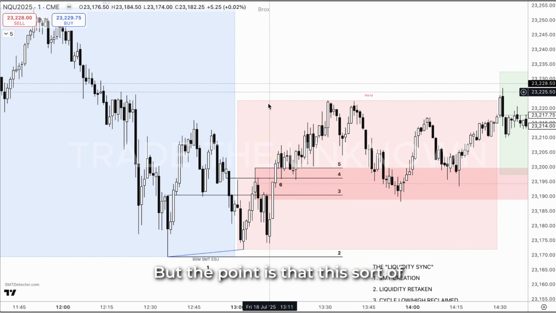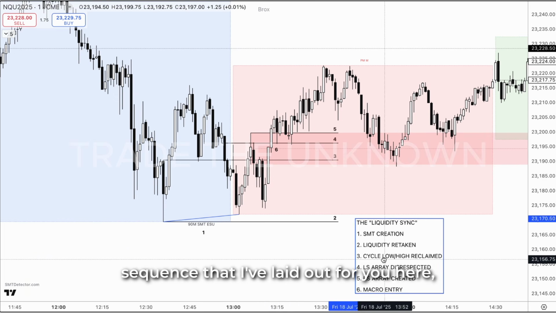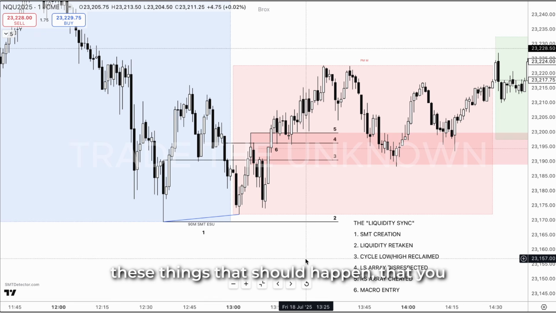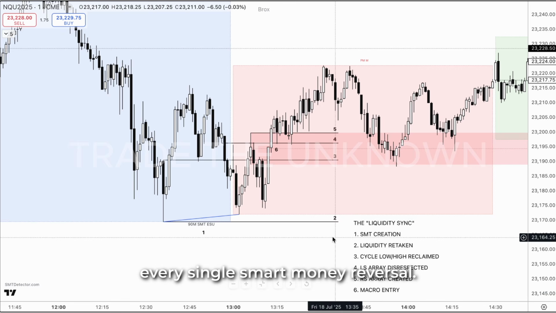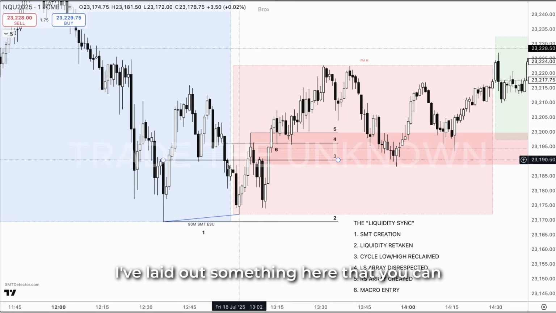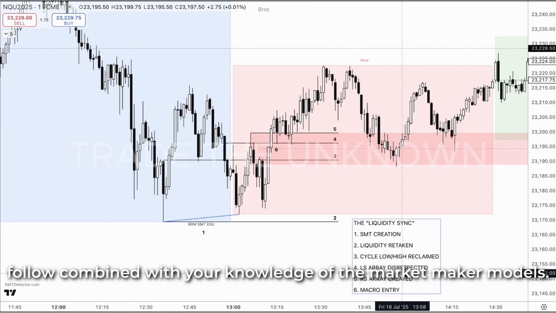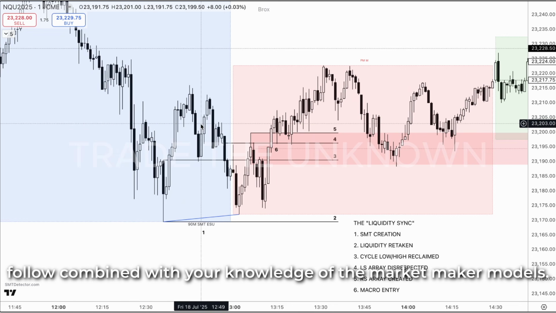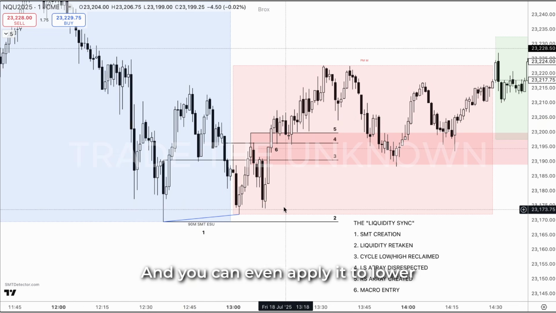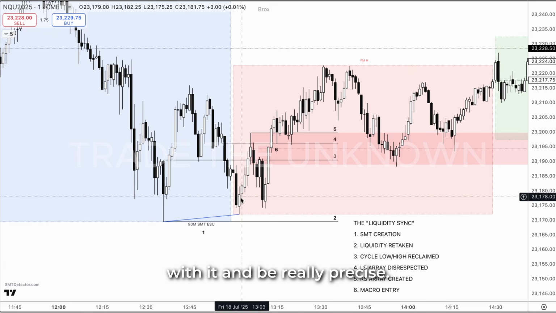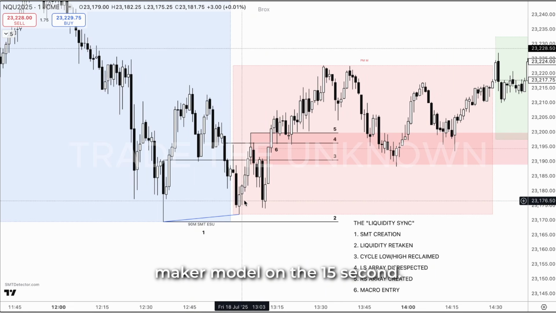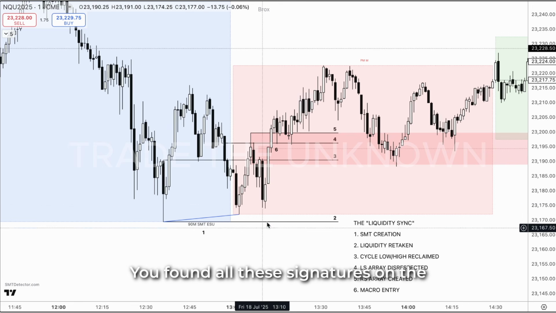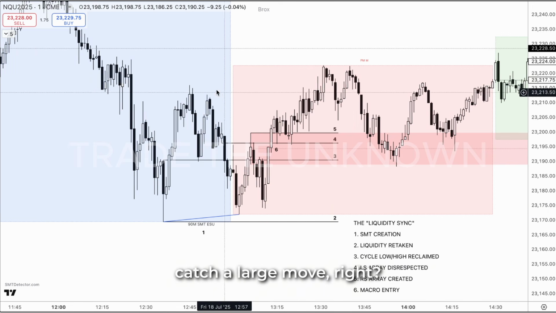But the point is that this sort of sequence that I've laid out for you here, these things that should happen, that you should look for, they usually occur in every single smart money reversal. And that's the beauty of it. I've laid out something here that you can follow, combined with your knowledge of the market maker models. And you can even apply it to lower time frames if you want to get fractal with it and be really precise. And you can see that in this case, maybe you traded this market maker model on the 15-second. You found all these signatures on the lower time frame, and you were able to catch a large move, right?